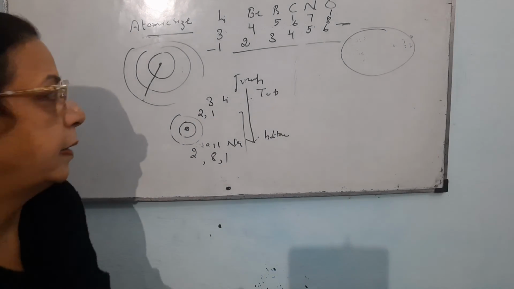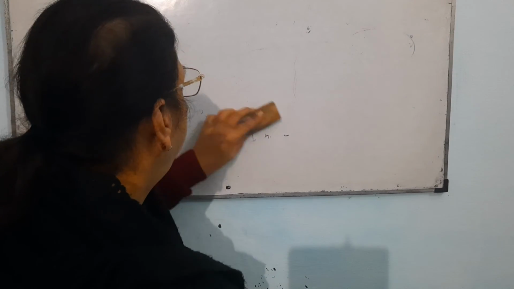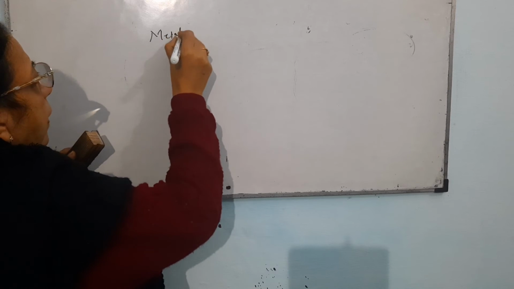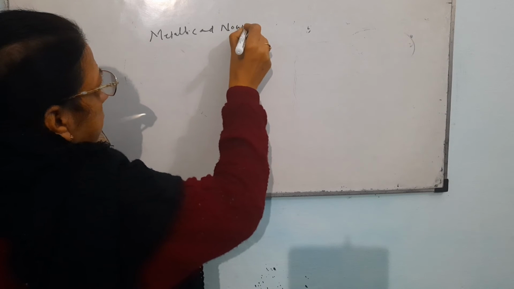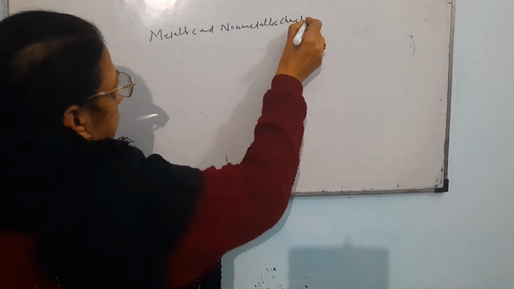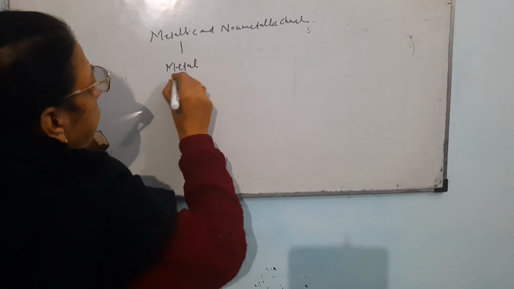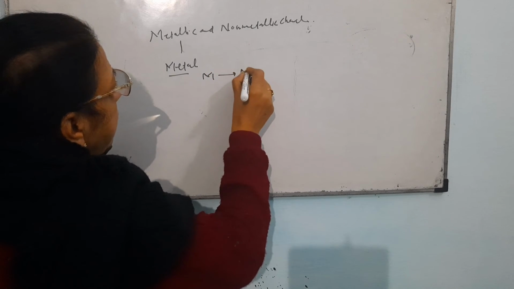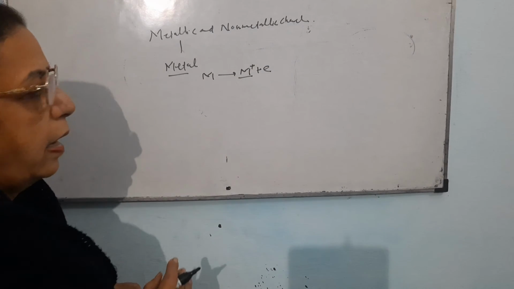The third property which you know about, you have read about, is the metallic and non-metallic character. What are metals? Metals are those which can lose electrons to make positively charged ions.